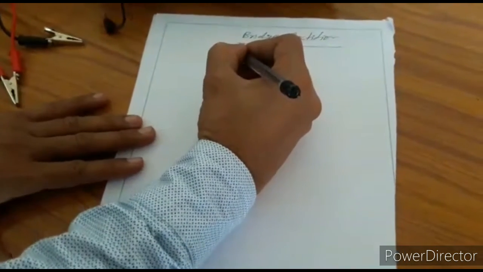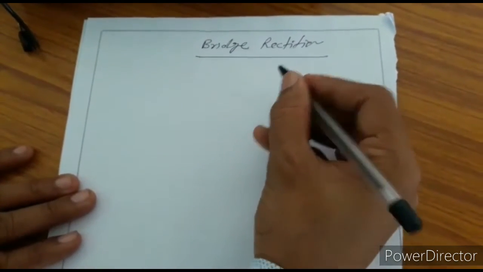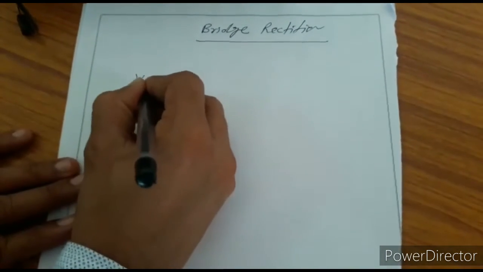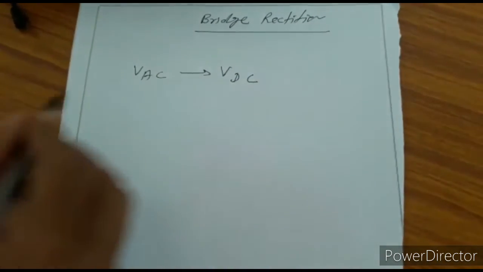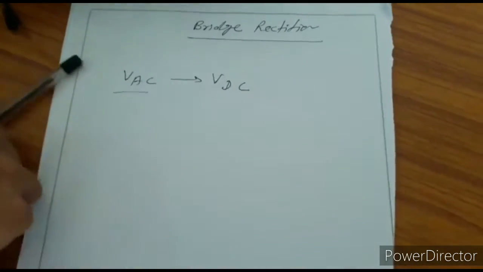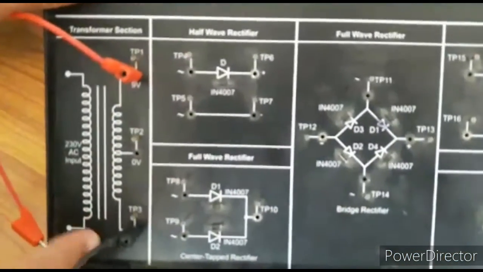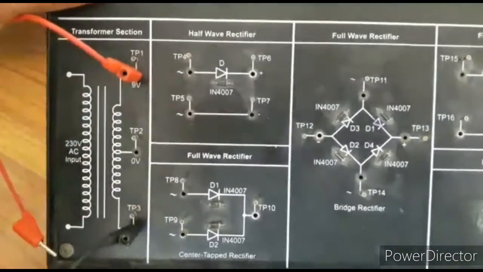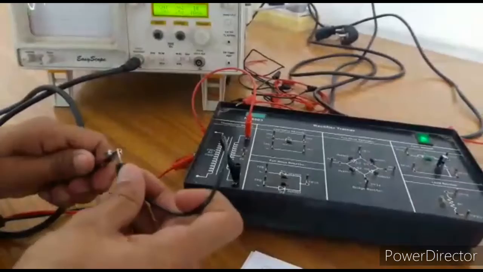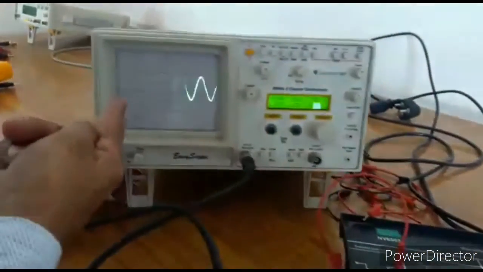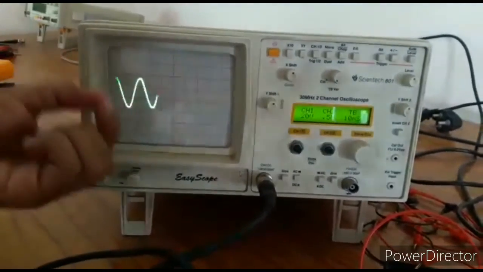Now we are going to start the bridge rectifier experiment. In this experiment, we have to convert VAC into VDC. For that, we need VAC and it will come from the transformer. It is our step down transformer. Its output we can see on the CRO. So now we will see what the output of the transformer is. This is our transformer output. It is in the form of an AC signal and it is blinking because its frequency is very low. It is 50 Hz frequency.